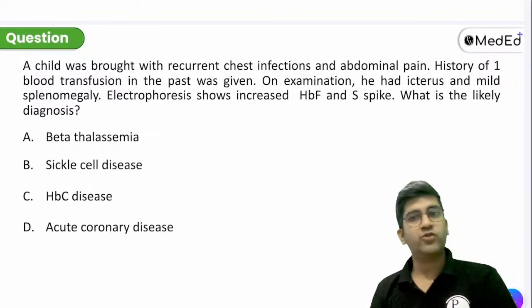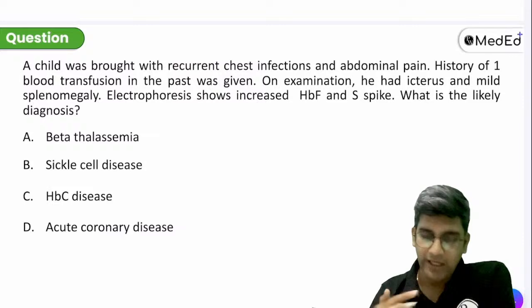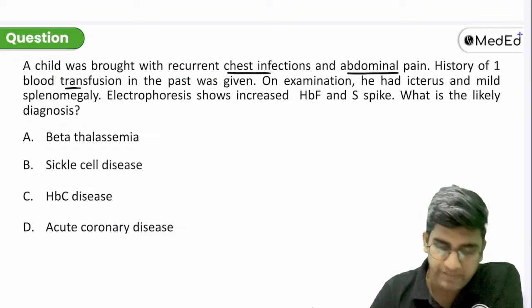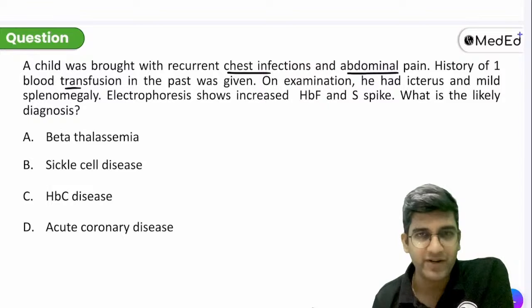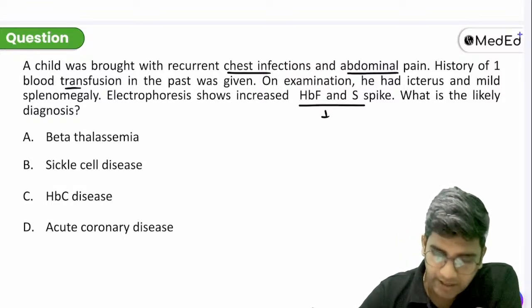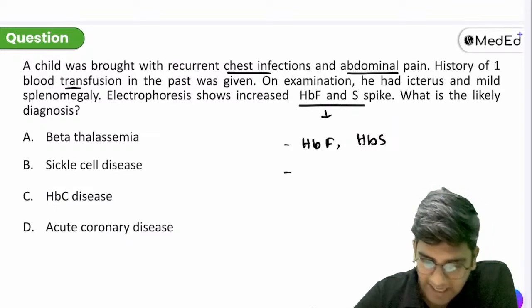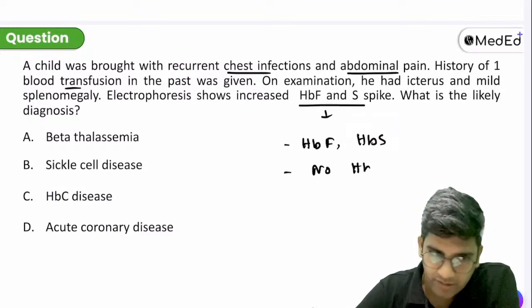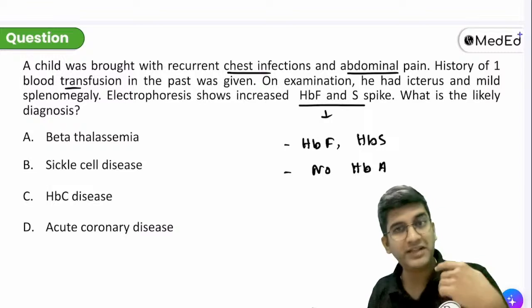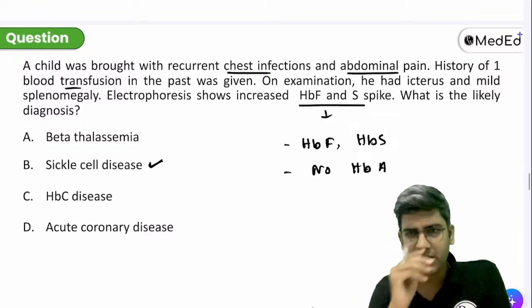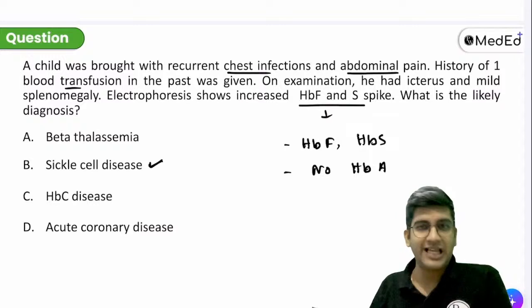Okay, see, this electrophoresis question is a very simple question, right? One is this: recurrent abdomen pain, chest infection, blood transfusion is being given. That might not be very important, but here I have both HbF and HbS. Actually, there's no HbA. There's no hemoglobin A. I have hemoglobin F and hemoglobin S, which makes my diagnosis very simple to call it a sickle cell disease or a sickle cell anemia, right?